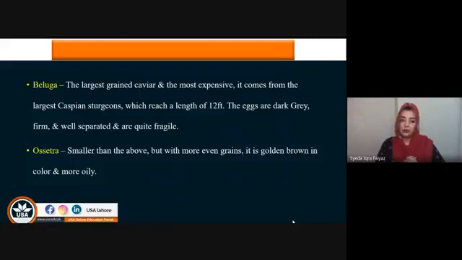The first one is beluga. It's the largest grain caviar and the most expensive. It comes from the largest Caspian sturgeons, which reach a length of 12 feet. The eggs are dark gray, firm, and well separated and are quite fragile. So the most expensive and popular type of sturgeon from where you get the caviar is beluga. The caviar that is taken from beluga is very expensive because, number one, it is the largest sturgeon that is present in the Caspian Sea.